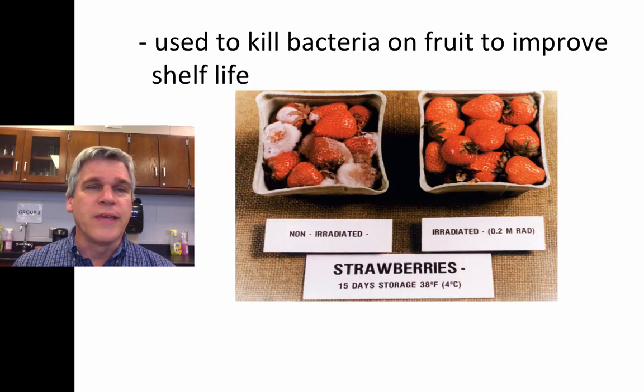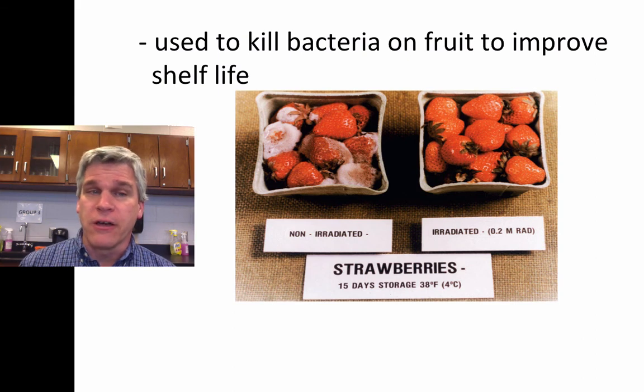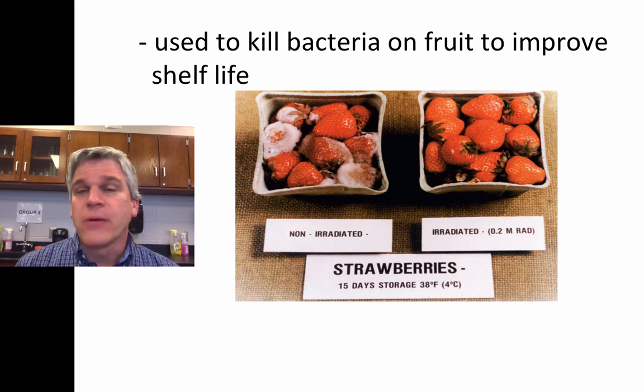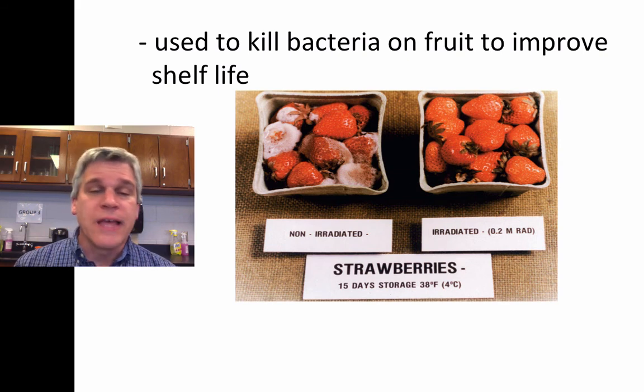One of the things that we can use gamma rays for is to kill bacteria on fruit. So here we can see two types of strawberries, some that were given gamma rays, others that were not, over a period of time. Notice the ones that did not get the radiation are starting to mold up, again because of the bacteria that is living on them, whereas the strawberries that did receive the radiation still look pretty good to eat.